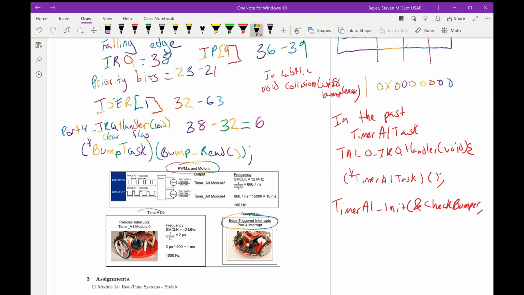But we're going to use timer A1 to change the pulse widths so that we can have like a controller that's going to go through and it's going to take it from like going straight to left to right at a certain rate. And we're going to see that in the lab. So this is going to be the current state. We're going to have the motor control through timer A0, edge triggered interrupts to read from the bumps, and then timer A1 then is going to be changing what the robot's doing at a rate of 1 millisecond.